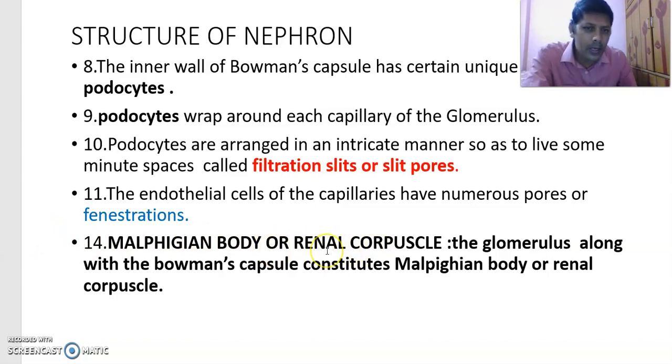The Malpighian body or renal corpuscle: I told you already, the glomerulus together with Bowman's capsule is called the Malpighian body or renal corpuscle. Okay, that's about it. We covered what the Malpighian body is, the different parts of the nephron, the histology of the nephron, and where these parts are located. In the coming part we will complete the remaining part: what are the different types of nephrons?